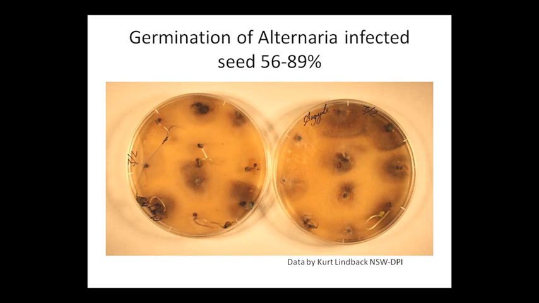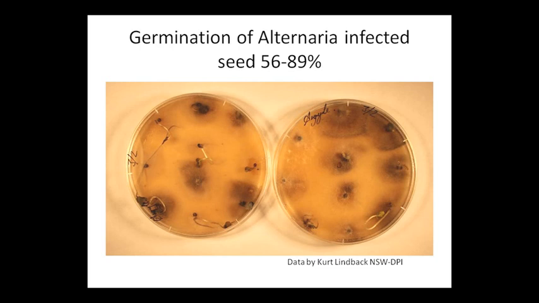Some work Kurt did a couple of years ago when there was a lot of Alternaria in New South Wales: he took the Alternaria affected pods and just planted the seeds out, and he did a number of paddocks and found that of the seed lots he did, the germination varied from 56 to 89%.